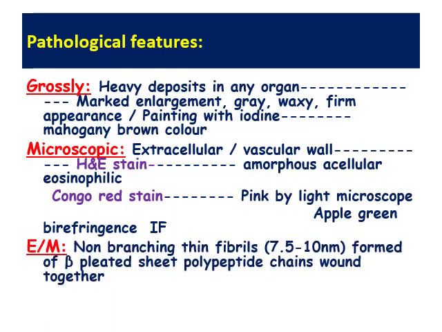By electron microscope, the amyloid appears as non-branching thin fibrils, as shown in previous slides, formed of a beta-pleated sheet of a chain of misfolded proteins wound together.